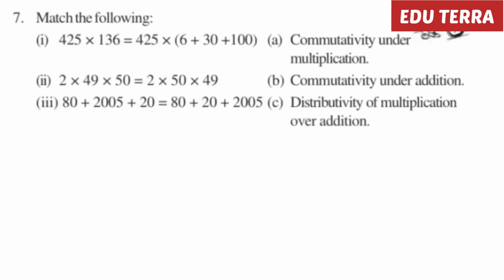Question number 7. Match the following. Okay, match the following. So see the first part, 425 into 136 equal to 425 into 136 is distributed. Okay, so distributed, which one is distributed? C, distributivity of multiplication over addition. So first one for C. Here I am writing also C.